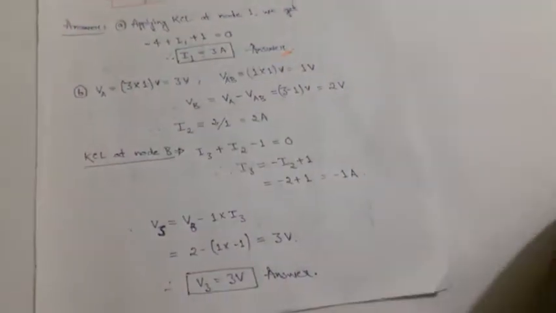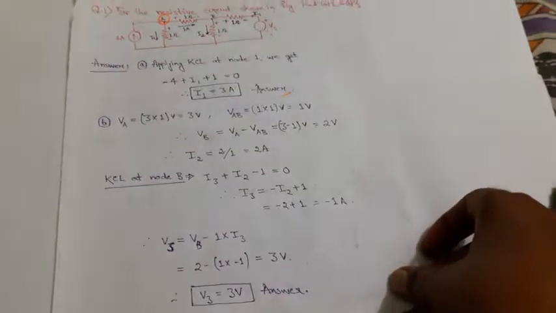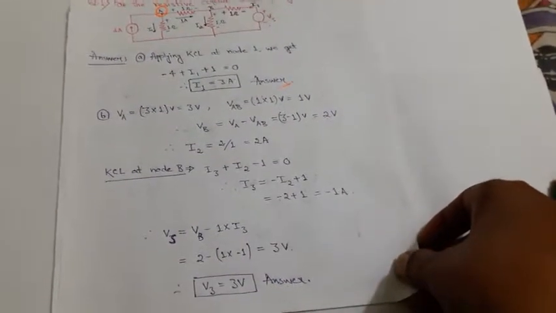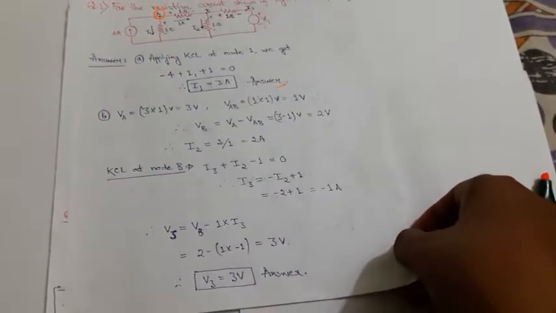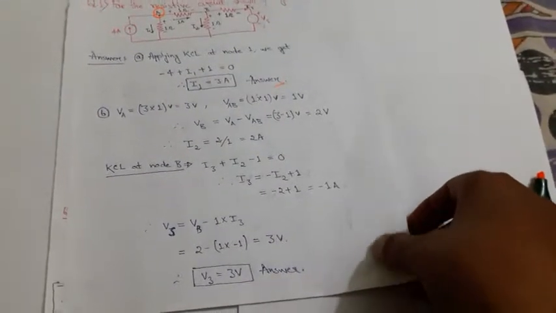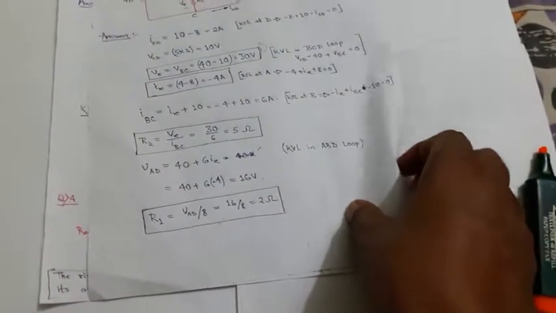So this question is basically for clearing the concepts related to KCL, KVL and the voltage divider rule. Now the next question is here. Go on to the next question.